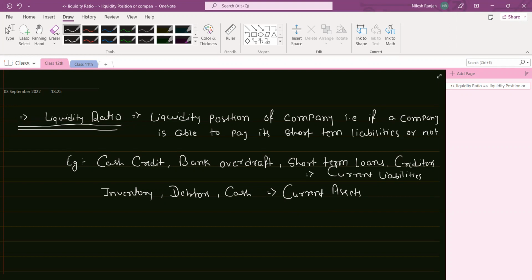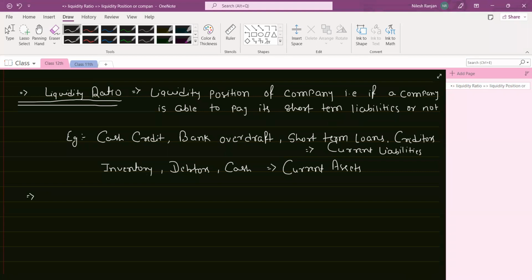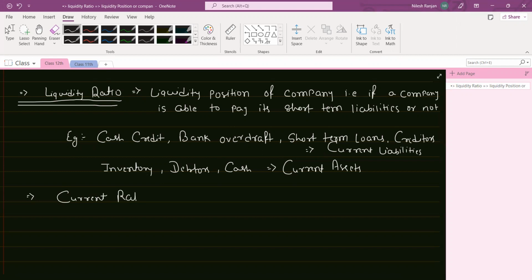So there are two types of liquidity ratio. The first one is current ratio and the second one is liquid ratio.